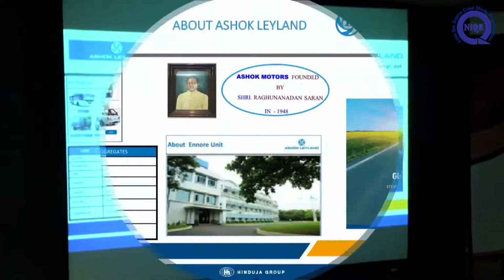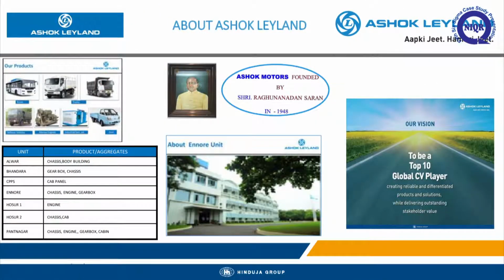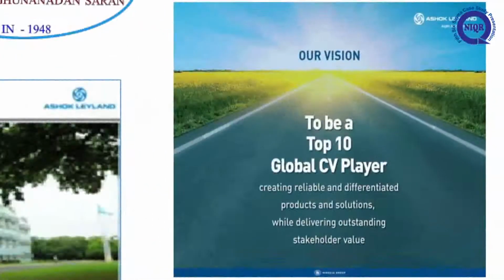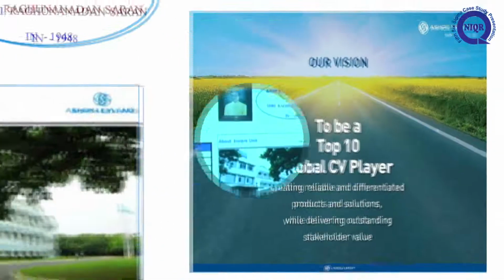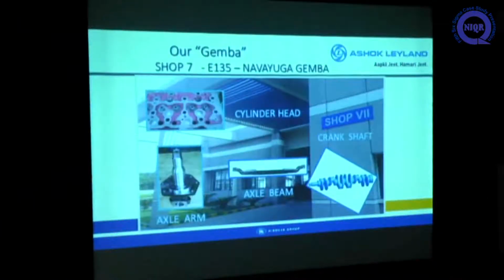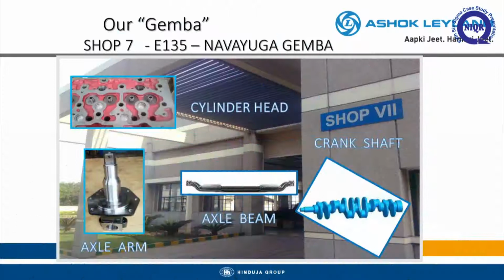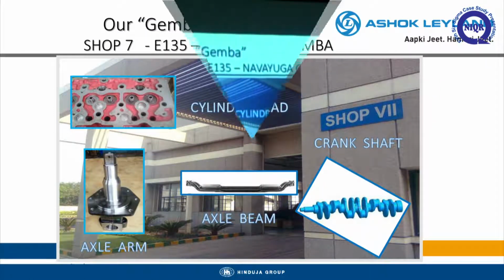Just an overview about Ashok Leyland. These are the variants of our products. In Ashok Leyland we are from the Ennur unit, and our vision is to become a global top 10 CV player in terms of volume. From Ennur we are from Shop 7, and we are doing two major vehicle critical components and two engine critical components.